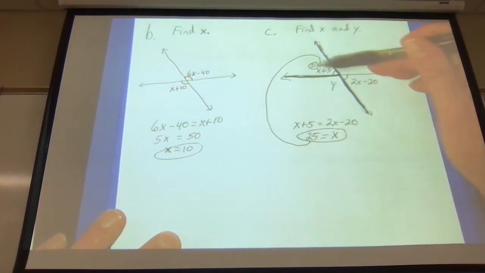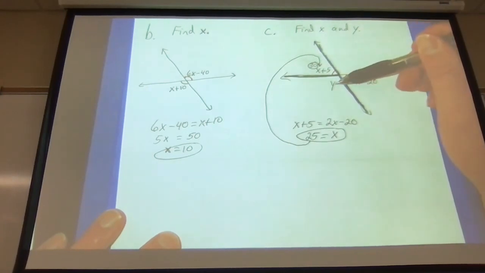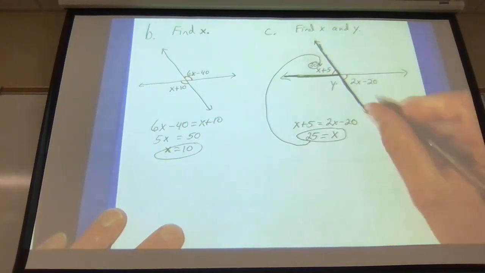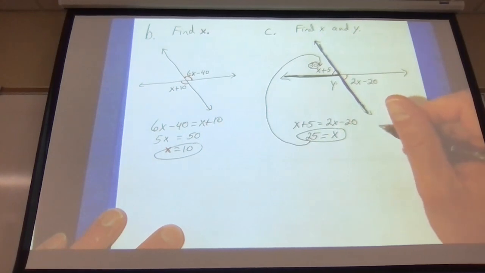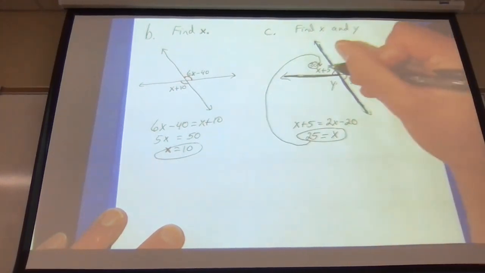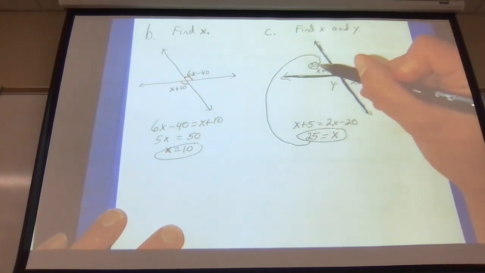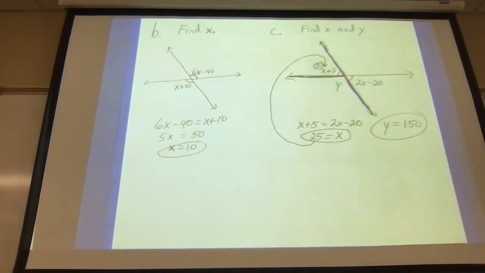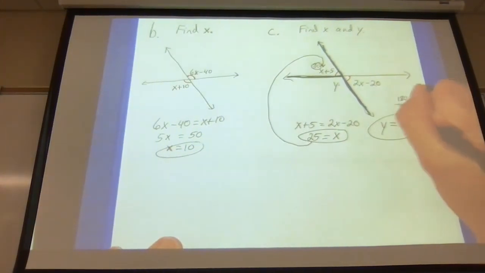We said if these 2 angles form a straight line, they add up to 180. If this one's 30, what's y got to be? Take 180 minus 30. What was it again? 150, yes. These 2 add up to 180. Take 30 away from 180. Y is going to be 150. You need the visual of that, 180 minus 30.